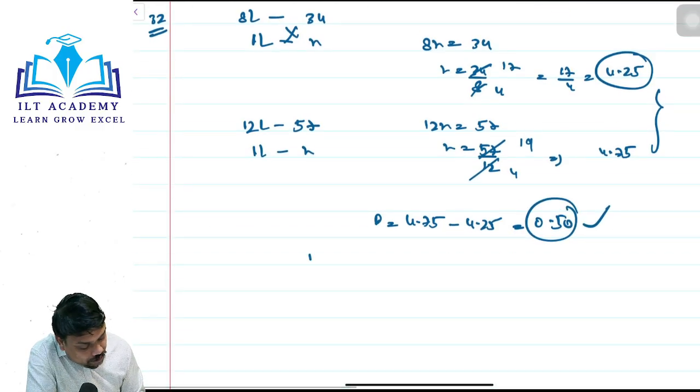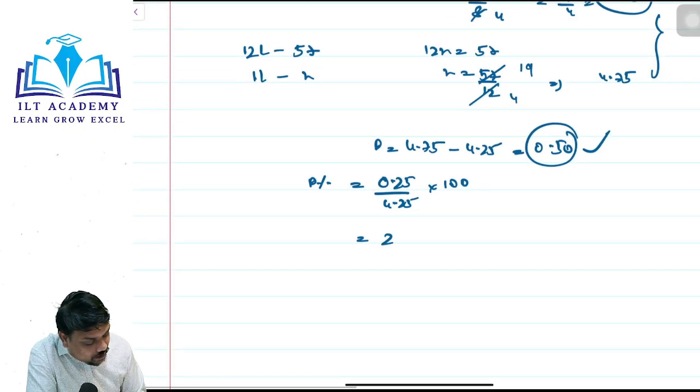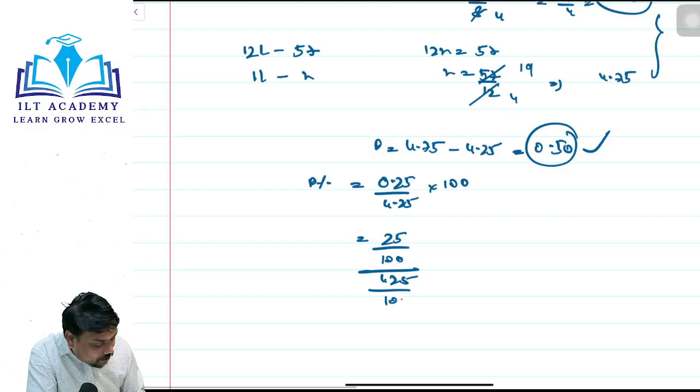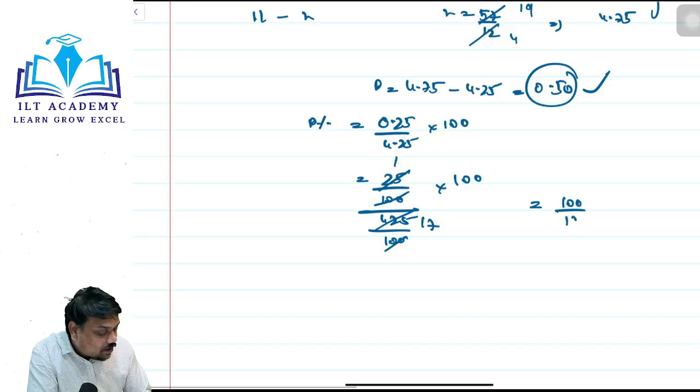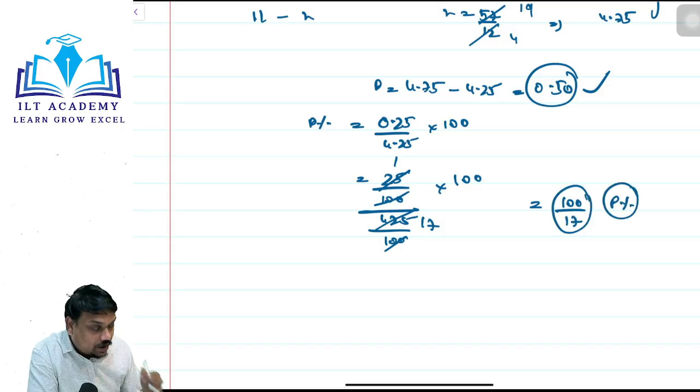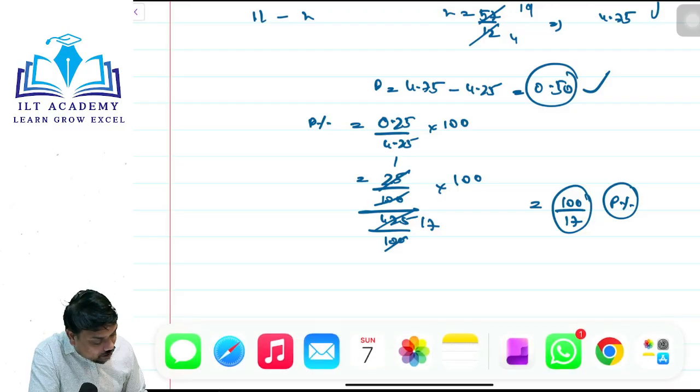And what is the profit percentage they are asking? Which is 0.25 divided by 4.25 into 100. So here we can write this as 25 by 100 and this as 425 by 100. The 100s cancel. Now 25 ones are 25, 17s are 425. So 100 by 17 is the answer for the profit percentage.